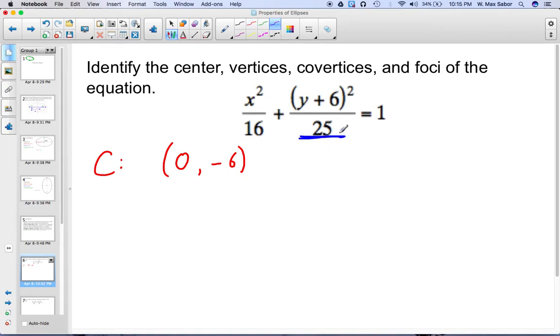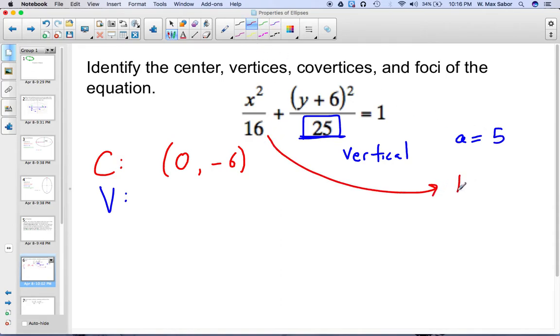Based on this 25 being bigger than that 16, we know that the y-axis is bigger, so that means it's a vertical ellipse, which means that the vertices are in the y direction. Also, this tells me that a is square root of 25, which is 5. This tells me that b is square root of 16, which is 4.